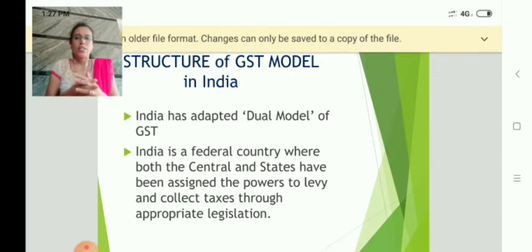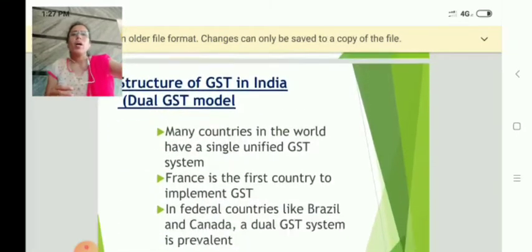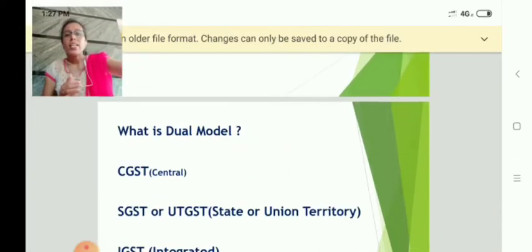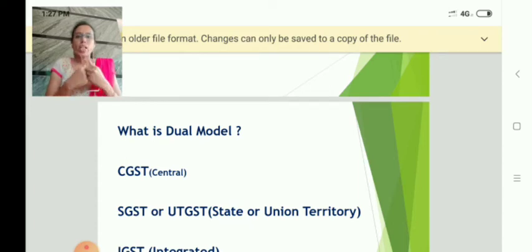Now let us discuss what is structure of GST model, dual model of GST. India has followed the GST model which has been adopted by Brazil. What is dual model? In India, let me take an example. When the goods are sold from one place to another within a state, for example, I am a businessman, I am having one enterprise and I am supplying the goods from Udupi, my place, to Mangalore. Now here, since I am supplying goods, it will attract GST.